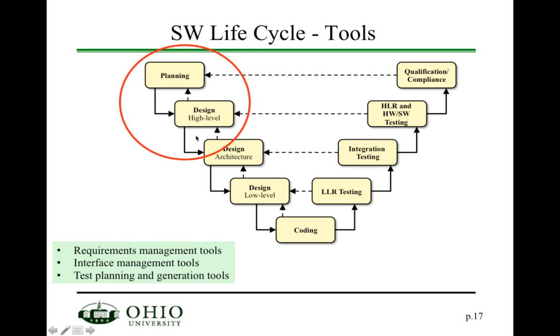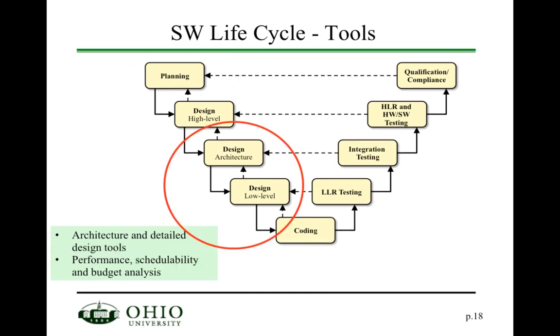In the planning and high-level design phase, you can use things like requirements management tools, interface management tools, test planning and generation tools. For design, you can look at architecture and detailed design tools. Some of those we talked about in the design and source code module. You can go back there and see some of these block diagrams, like UML or model-based design, which have tools associated with them.